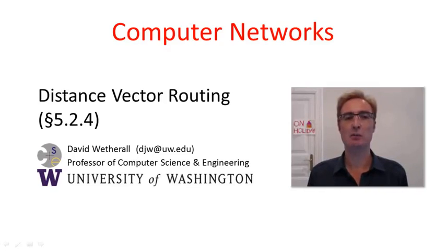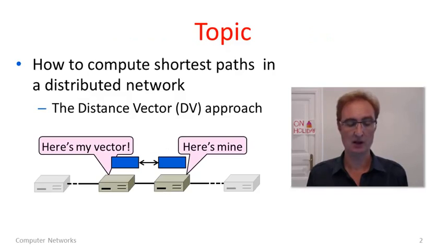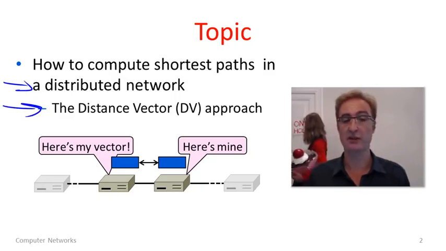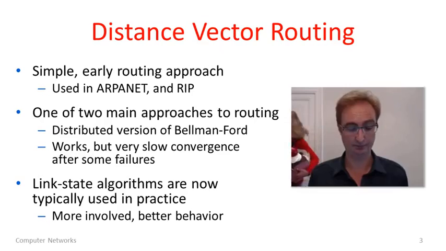G'day viewers. In this segment I'm going to tell you about distance vector routing, one of the two main methods which you use to find routes. So we've talked about the notions of shortest paths and how you can use Dijkstra's algorithm to compute shortest paths if you have the topology all in front of you. What we're going to see now is how to compute these same shortest paths but in a distributed network setting, as we need to in the internet. And we're going to look at what's called the distance vector approach to do so.